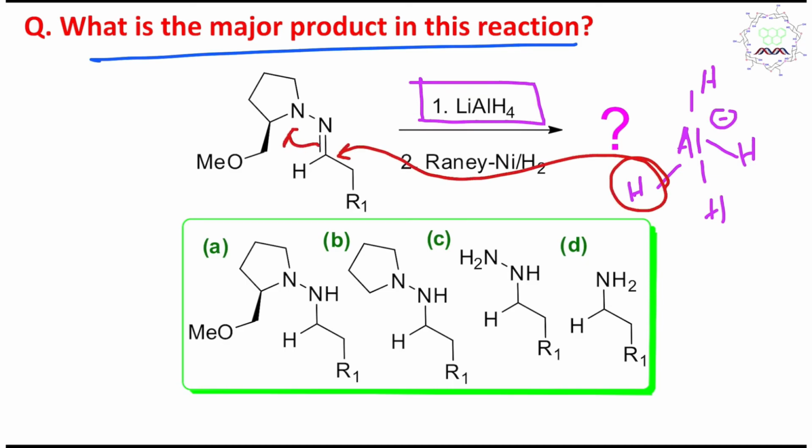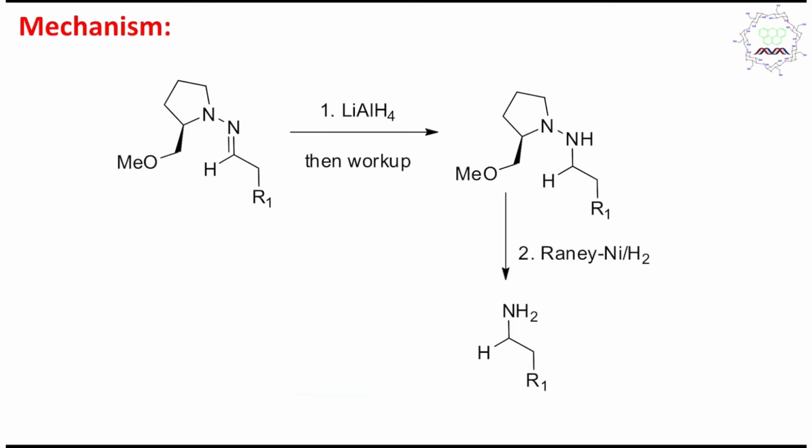So in the first step, what it will do, it will first reduce this imine into the corresponding amine derivative. Fine, meaning in this case it's a hydrazone, it's a substituted hydrazine. One side substitution is this, another side substitution is this. Finally, then workup. So after workup we will get this compound, and the second step is the use of Raney nickel.